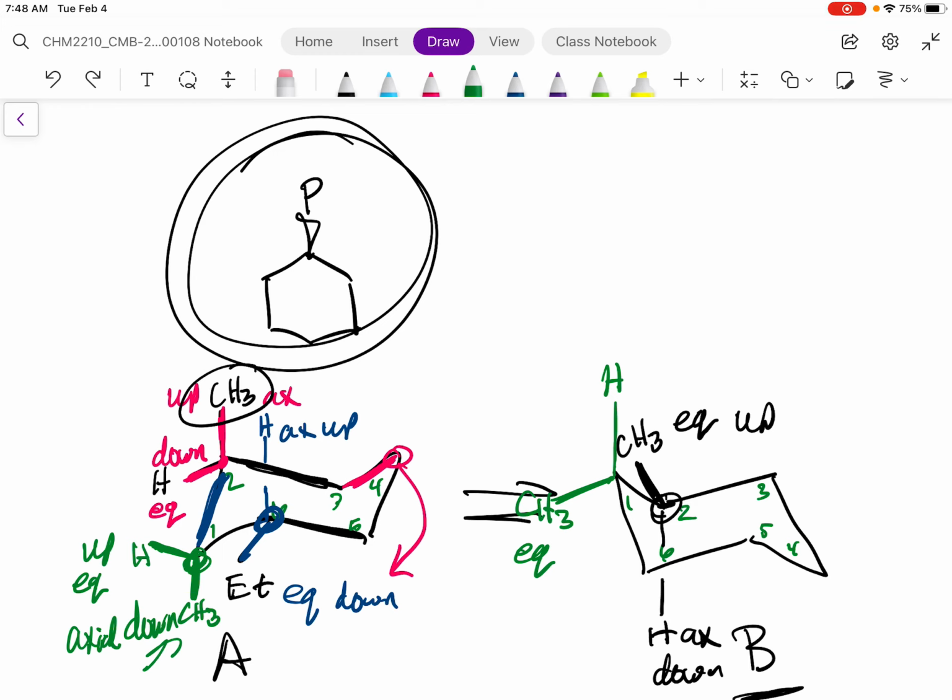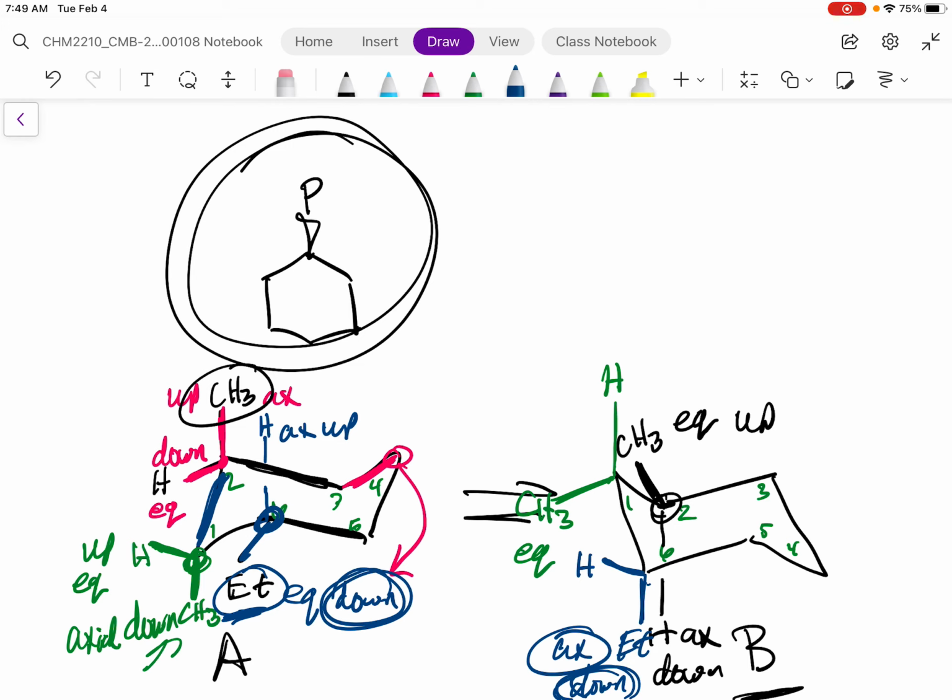Okay, and then the last one, the ethyl group. Ethyl group is attached to carbon 6. So what do we have? We would have an equatorial bond this way. Well, let's change the color. We have an equatorial bond this way and an axial bond that way. Where's our ethyl group over here? That is equatorial, so that means it has to be axial in the other one. And that's axial down. So you see the axial and equatorial changed, but the down and down has stayed the same.